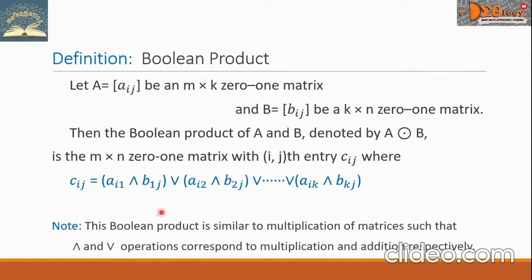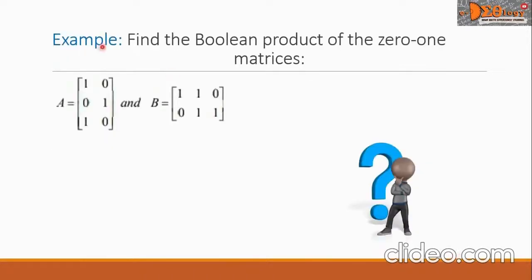Note that this Boolean product is similar to multiplication of matrices, such that AND and OR operations correspond to multiplication and addition respectively. Let us see this example. Find the Boolean product of the 0-1 matrices. Matrix A is 1, 0, 0, 1, 1, 0, and matrix B is 1, 1, 0, 0, 1, 1.